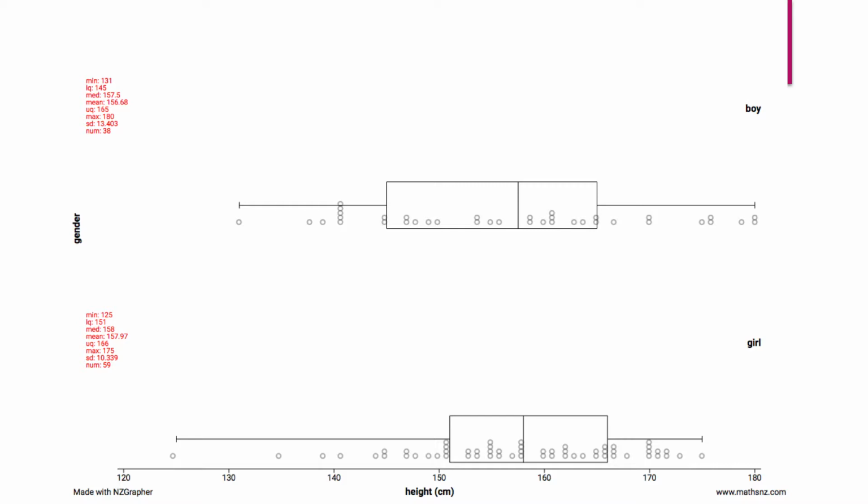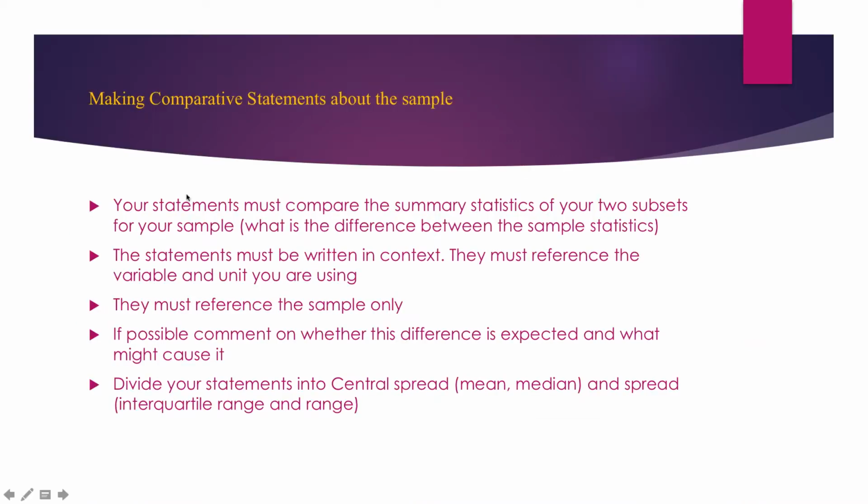These comparative statements must do the following things. Your statements must compare summary statistics for your two subsets for your sample. That is, what is the difference between the sample statistics? They must be written in context. That is, they must reference the variable and the unit you are using. They must reference the sample only. What you're saying from the summary statistics cannot be equated to the population yet. And if possible, whether you would expect that difference to occur.